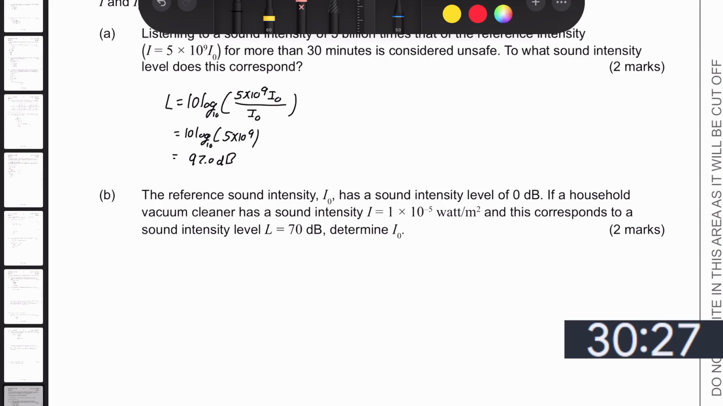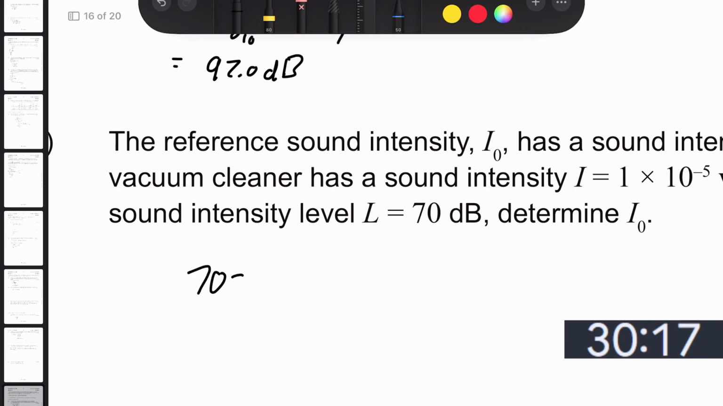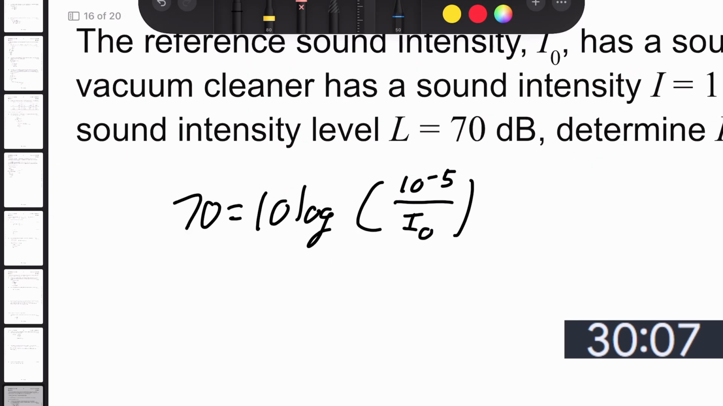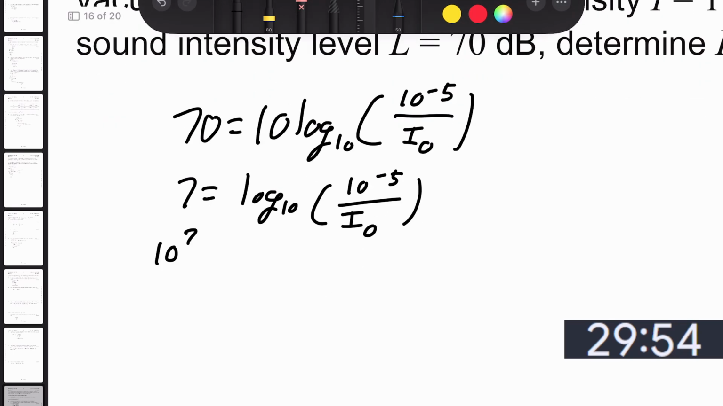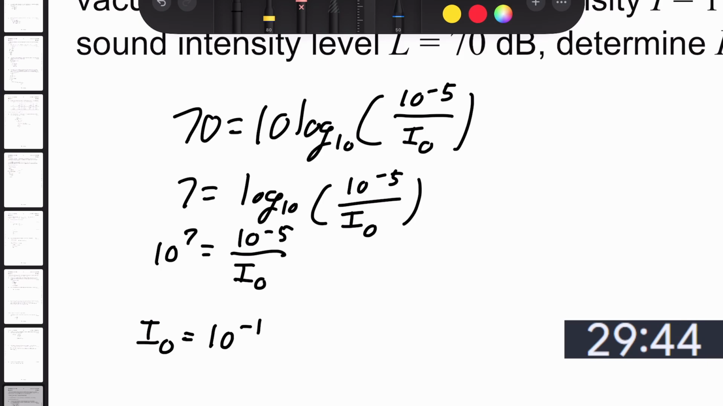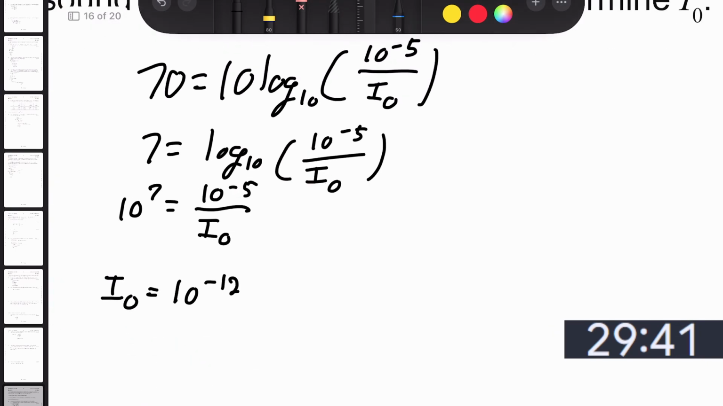If a household vacuum cleaner has a sound intensity of 1 times 10 to the negative 5, this corresponds to a sound intensity level of 70 decibels. So 70 is equal to 10 log of 10 to the negative 5 over I0. Determine I0. I'll do it in 2 steps: 7 is equal to log of 10 to the negative 5 over I0, so 10 to the 7 is equal to 10 to the negative 5 over I0. So that I0 is equal to 10 to the negative 12 watts per meter squared.